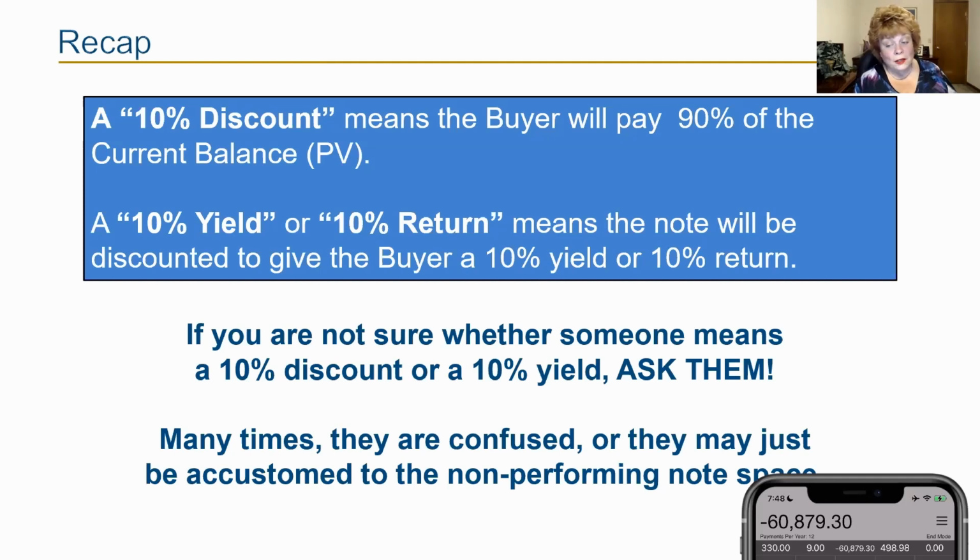And so that's why you just need to ask. If you are not sure what they're talking about, just say, do you mean that you will pay 90 cents on the dollar for this? Or do you mean you want me to discount it so that your yield will be 10%? Okay, and they will tell you. If they don't know what you mean, then they don't know what they're doing.